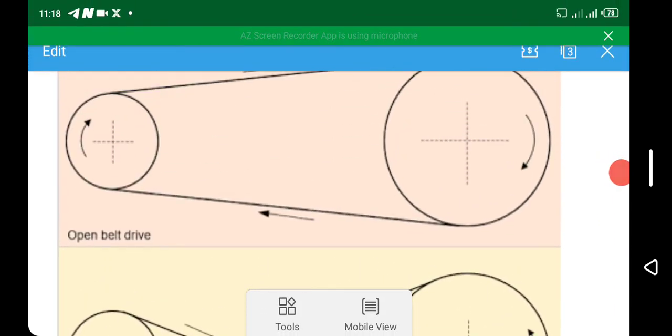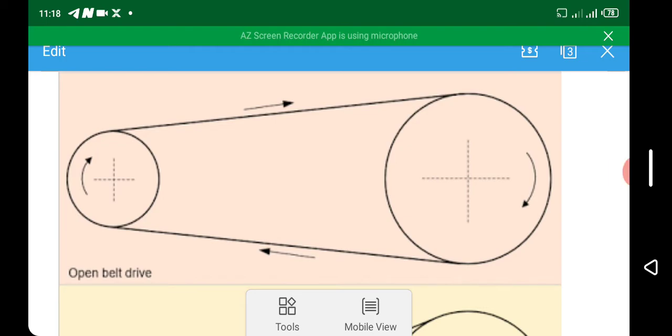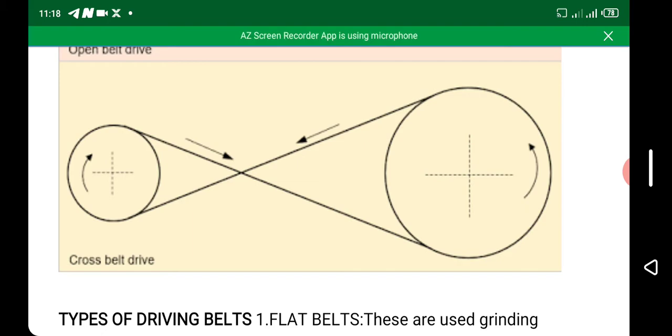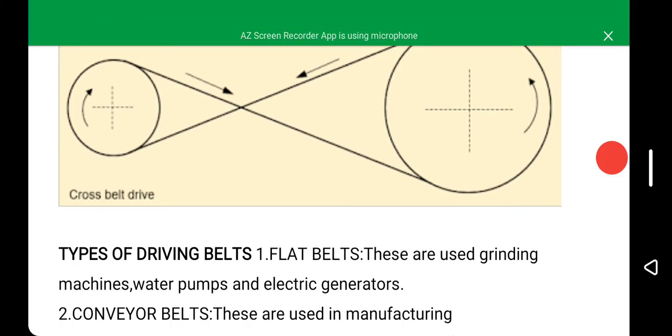They ask you what type of belt is this. This is open belt drive. And this one is what? Cross. As you can see, the belts cross each other. So we call this one cross belt drive.